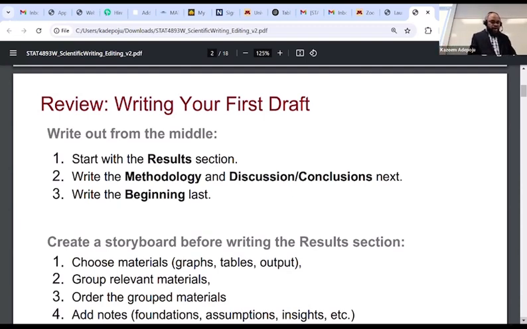Okay, so that is that, and the last is writing the beginning last. Because if you go this way, your beginning is actually going to be fantastic. It's just like you've seen the end. Writing the result section first is like you want to see the end from the beginning.